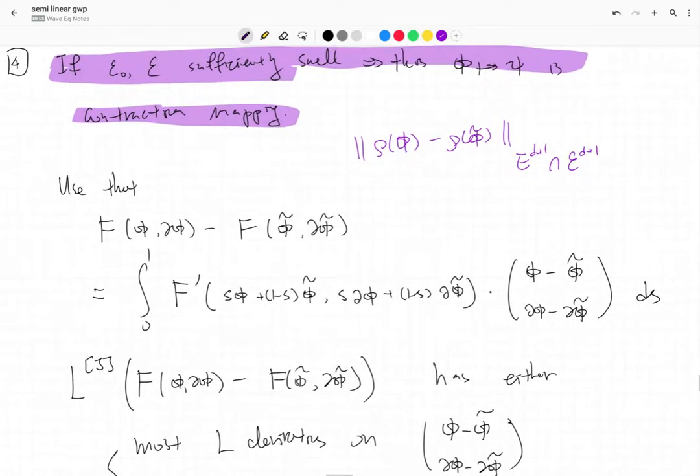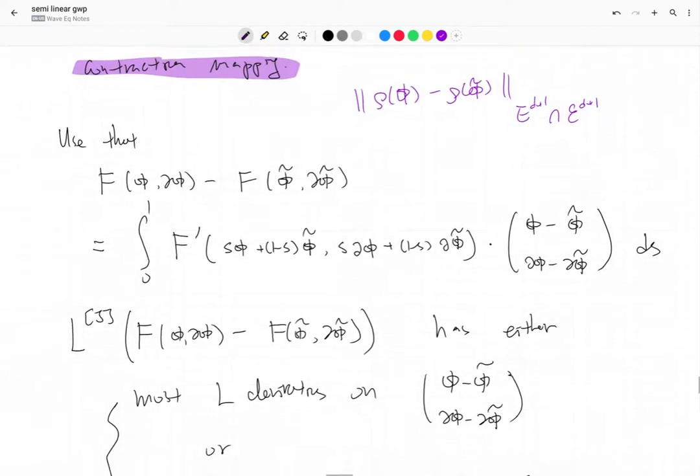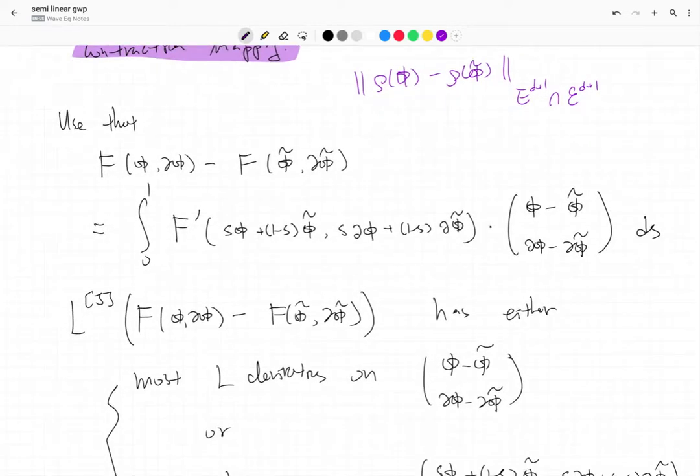So we're going to use that f of phi minus f of phi tilde can be written as an integral of a derivative, right? This is sort of the same mean value theorem kind of argument, right? We had done this already before, so I'm not going to go too much into this. So the difference is, you can think of this as, draw a line between phi and phi tilde, a straight line, right? And take its derivative relative to the parameter on a straight line and integrate it along the line.